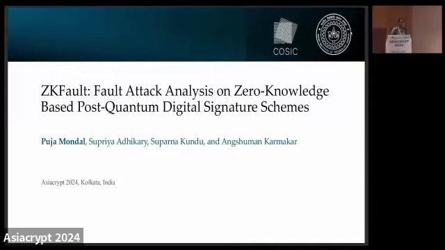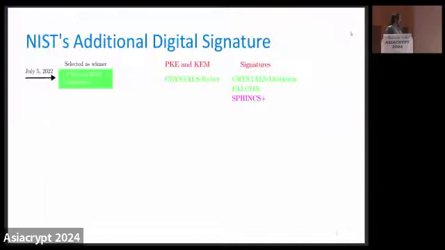Hello everyone, thanks for joining today. I am excited to present our work titled ZK fault attack analysis on zero knowledge based post-quantum schemes, CROSS and LESS. So let's start.